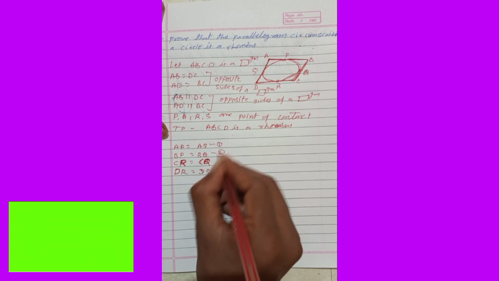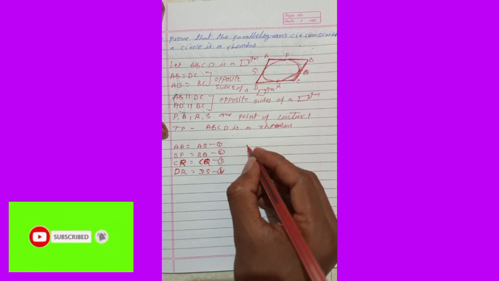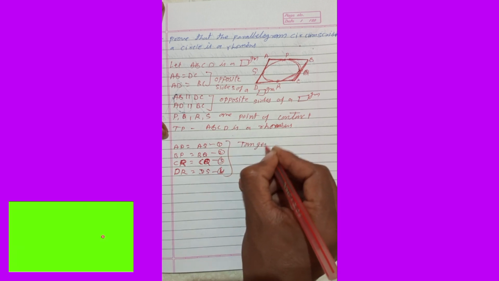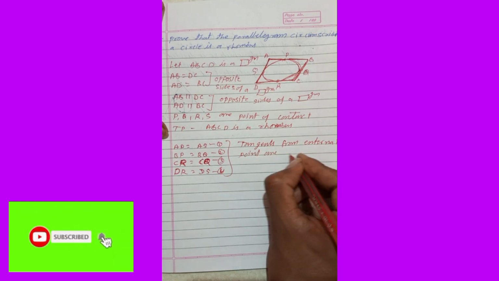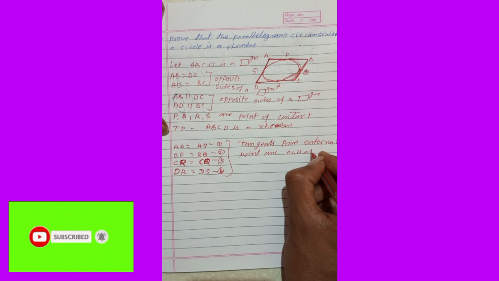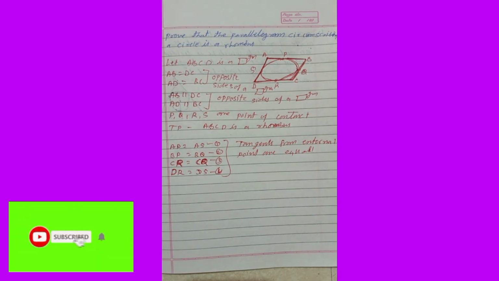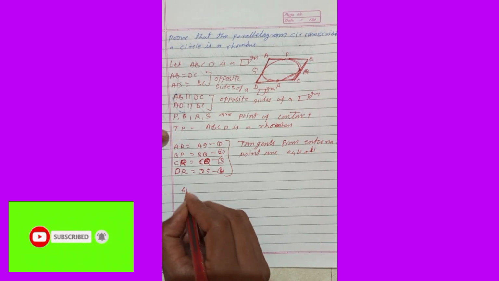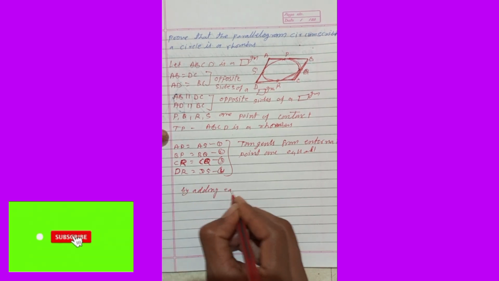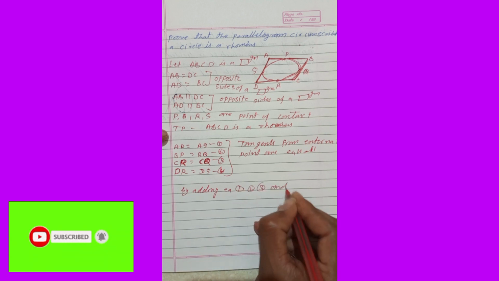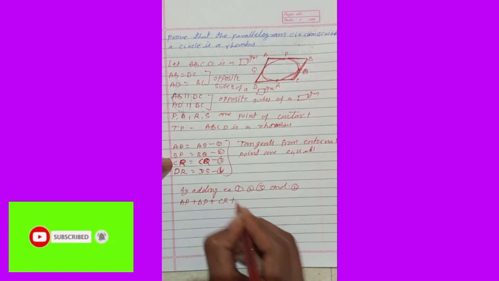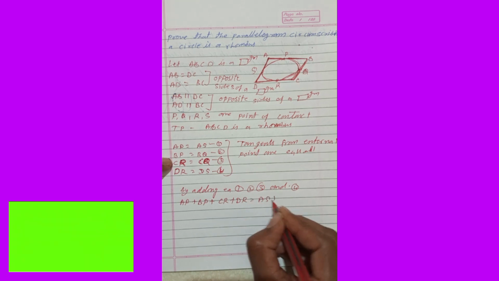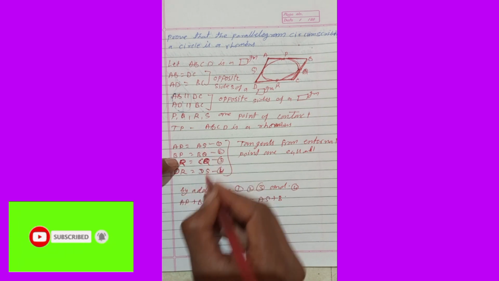Why? These are equation number 1, 2, 3 and 4. We learned this in question number 8. Why? Because tangents from an external point are equal, theorem number 2. Now if we add equations 1, 2, 3 and 4, what do we get? We get AP plus BP plus CR plus DR is equal to AS plus BQ plus DS plus CQ.